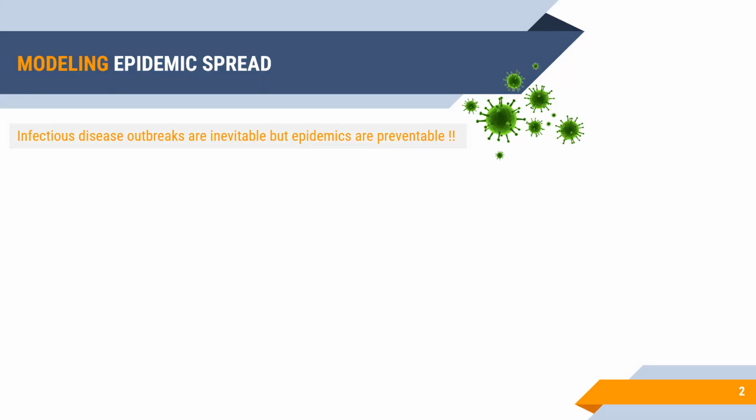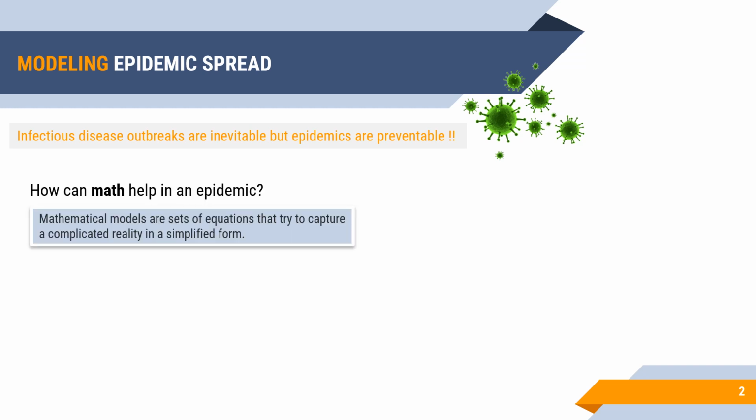So, one of the greatest threats to global health is the spread of uncontrolled epidemics due to highly pathogenic infectious diseases. But here's some encouraging news. Although infectious diseases may be inevitable, we have the power to stop them before they spread. So how can math help in an epidemic?